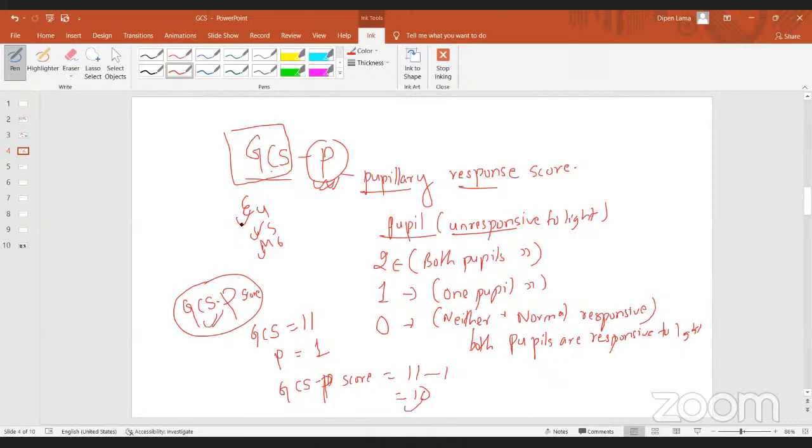For GCS it is the same, no change at all. If E component, V component, M component are there, and they ask the GCS-P score, we simply check whether the pupil is unresponsive to light or not, and according to that we give the score, and we can calculate the GCS-P score by subtracting the pupillary response from the total GCS. So this is the revised one.